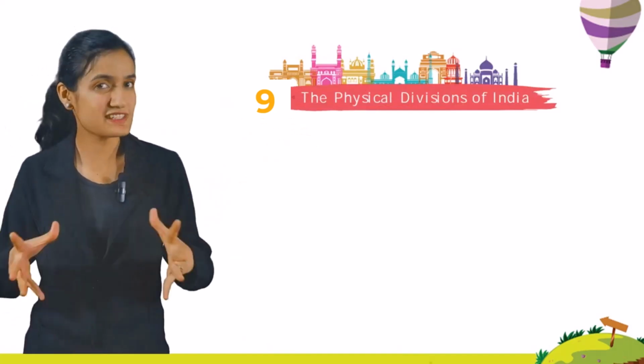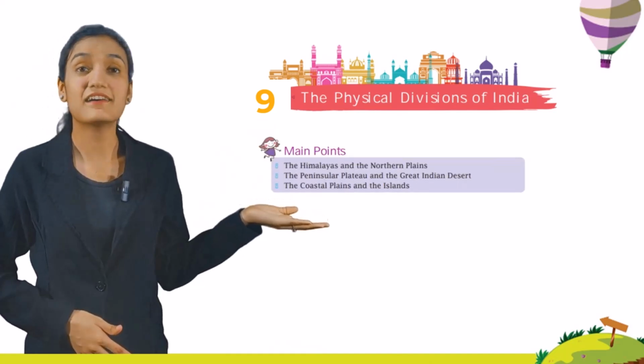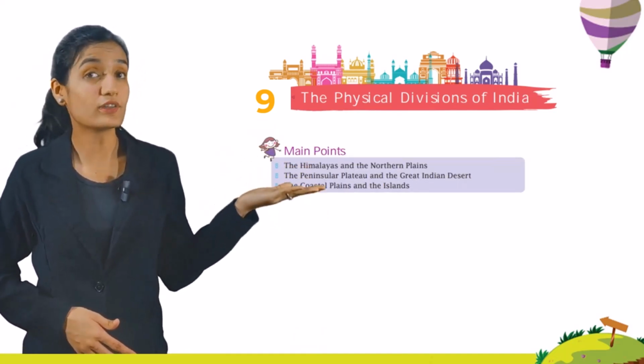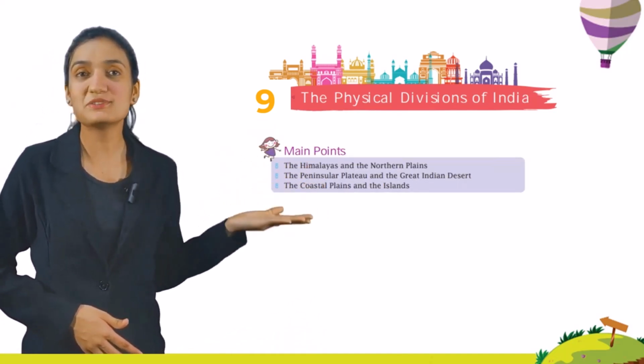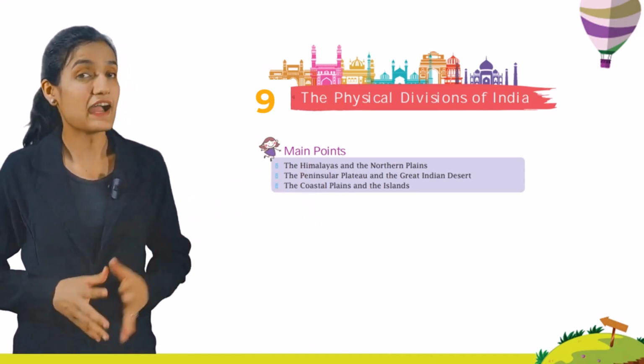Today we are going to start with the chapter that is the physical divisions of India. Now the main points are the Himalayas and the northern plains, the peninsular plateau and the Great Indian Desert, the coastal plains and the islands.